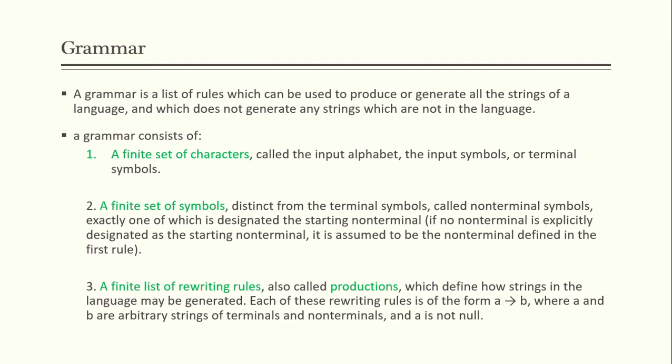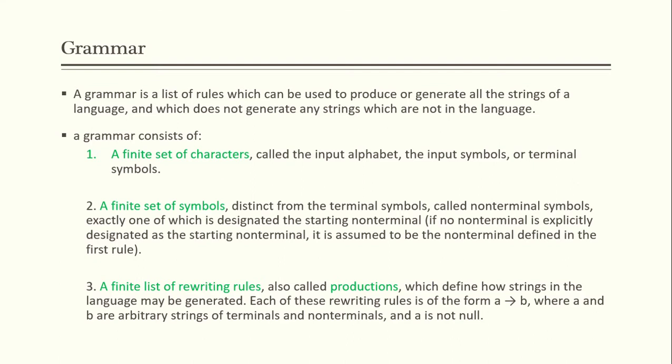The formal definition of a grammar consists of a finite set of characters, a finite set of symbols, and a finite list of rewriting rules. So what is a finite set of characters? It is called the input alphabet, the input symbols, or the terminal symbols. Normally it can be a digit 0, 1, or it can be an alphabet as well. A terminal means that this is a string of the grammar, a string of the language.